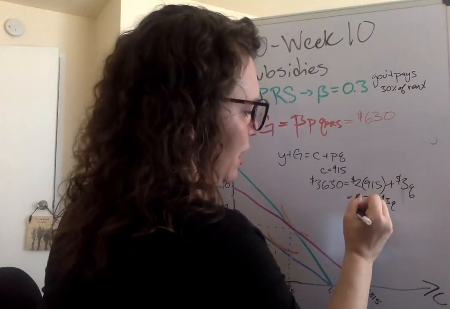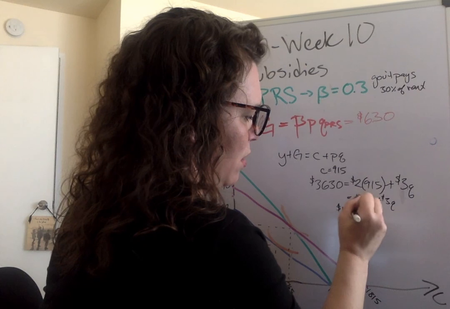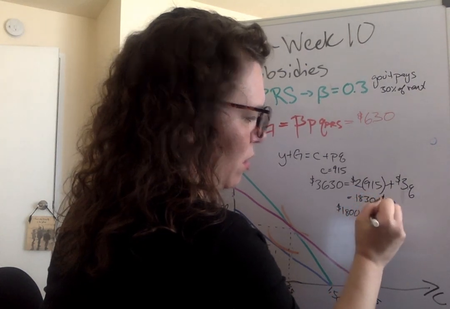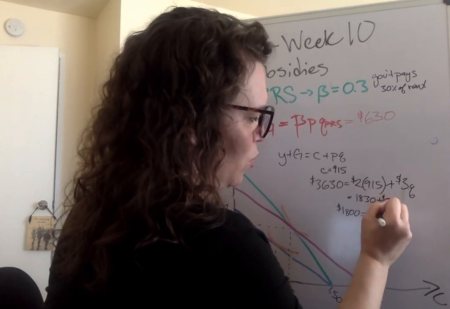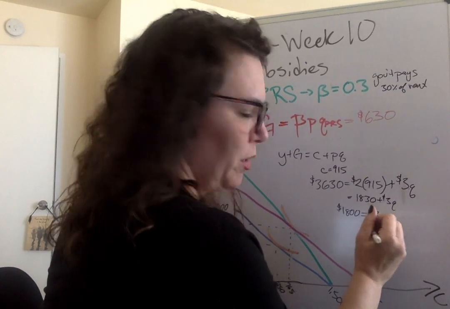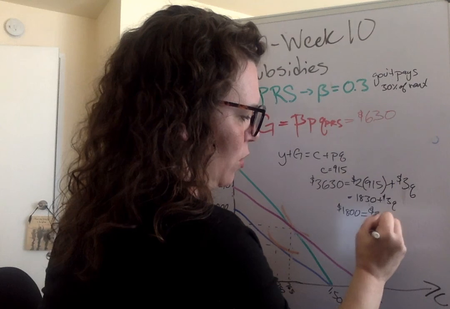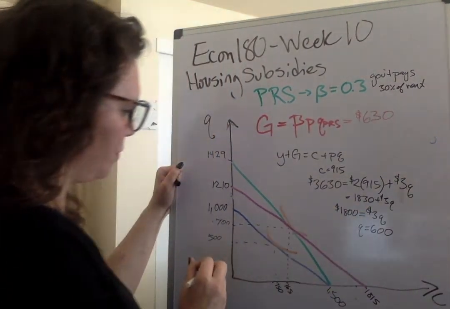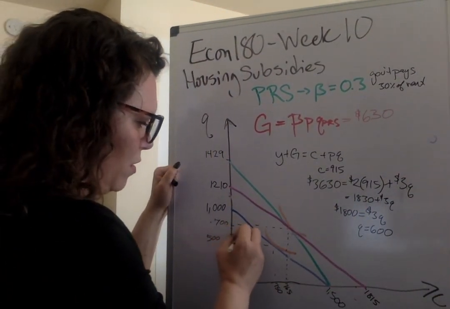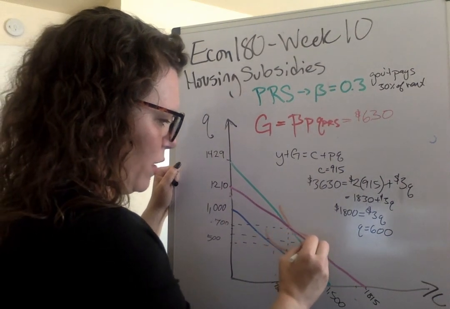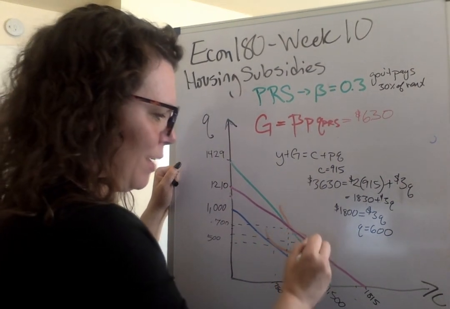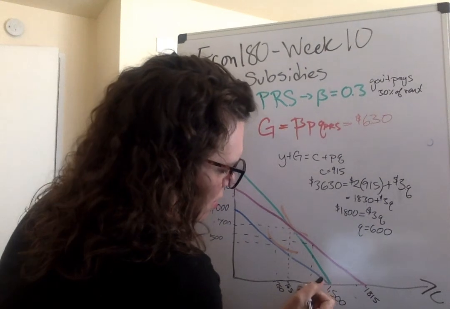We're going to get $1,800 to be spent on Q, which costs $3, which means we'll be consuming 1,800 divided by 3, or 600 square feet. So we're going to be right here in the middle of these two previous points. And we're going to be consuming a lot more of everything else.